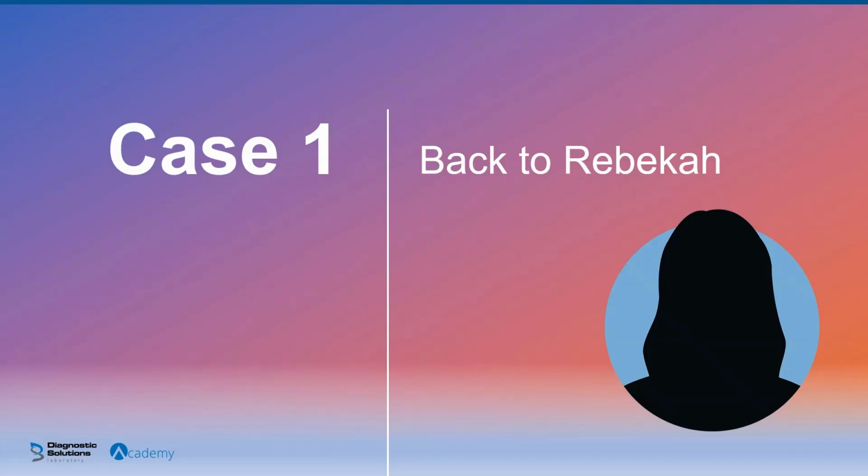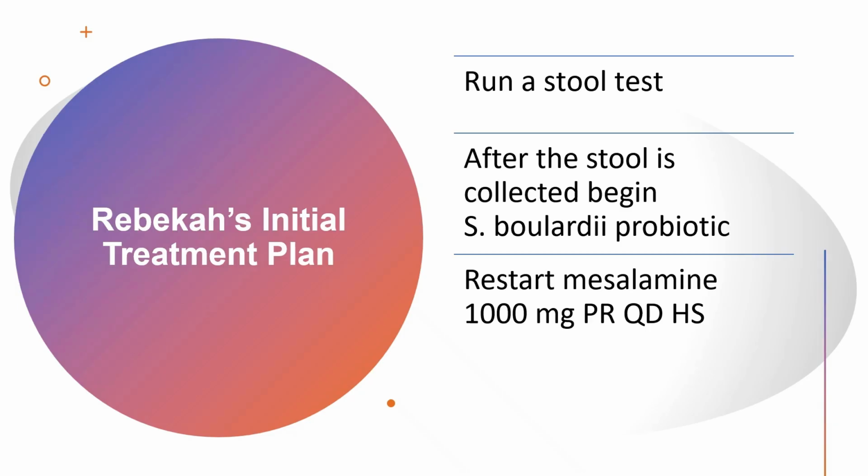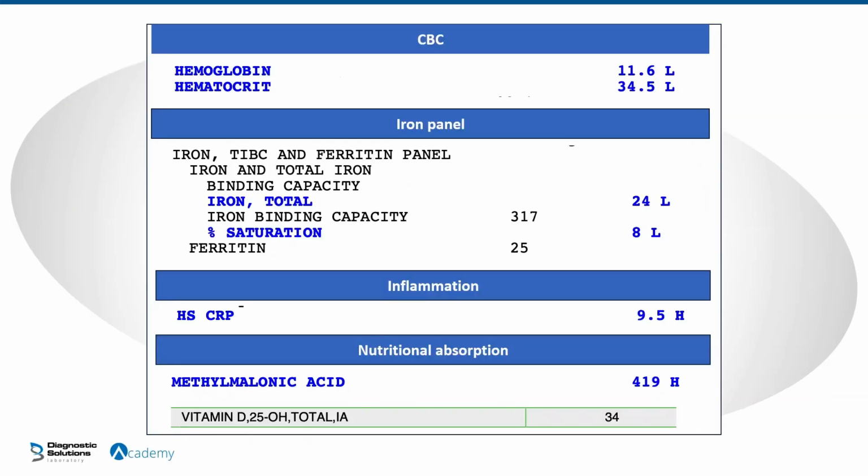Let's get back to Rebecca. What did we do on Rebecca's initial intake? The first thing we did was we ran a stool test. After the stool test, she began Saccharomyces boulardii probiotics, and she restarted her mesalamine at 1,000 milligrams rectally every day at bedtime. Here is her blood panel that she brought in.